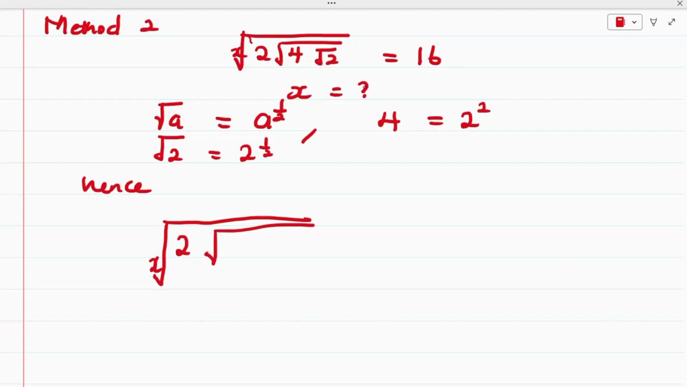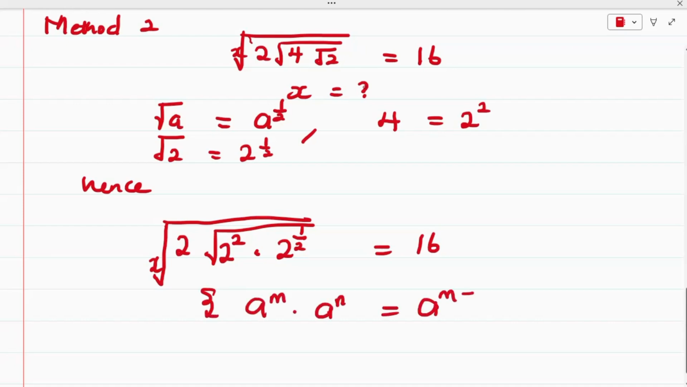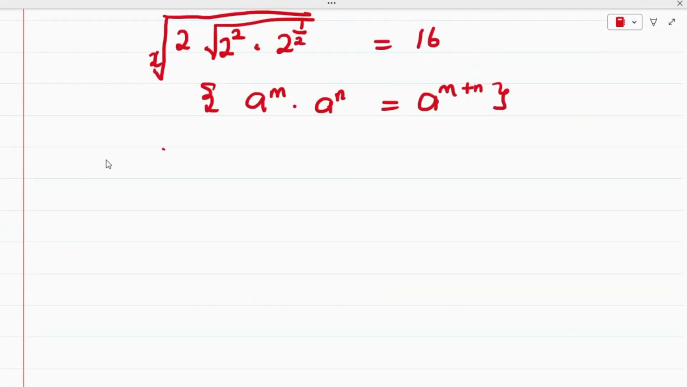Now in place of 4, we're going to put 2 raised to the power of 2. Now for the square root of 2, we put 2 raised to the power of 1 over 2, and this is equal to 16. Now, from the property of exponents, if we have a raised to the power of m multiplied by a raised to the power of n, this is equal to a raised to the power of m plus n. So applying this property, we have the x root of 2 multiplied by the square root of 2 raised to the power of 2 plus 1 over 2, and this is equal to 16.